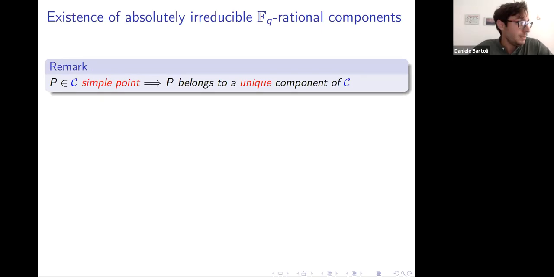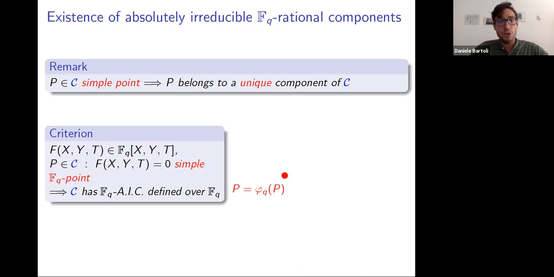Now, interestingly, there are a little bit more criteria that you can find in the literature in order to show that a certain curve possesses an absolutely reducible component defined over Fq. I would like to show you just this, which is very easy. But first, let me recall that a simple point of a curve is a point such that the derivatives of the defining polynomial f of x do not vanish at the same time on the coordinates of P. Now, if you have a simple point, then this simple point belongs to a unique component of your curve C.